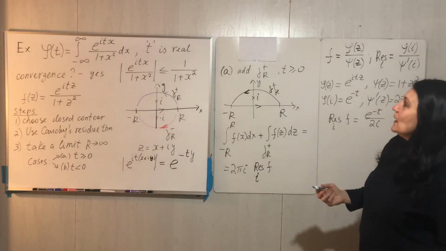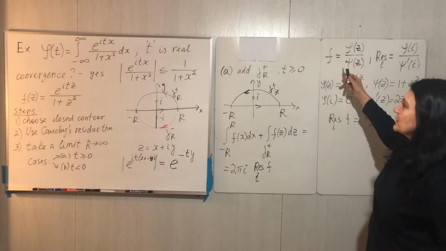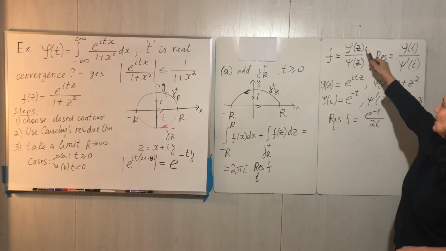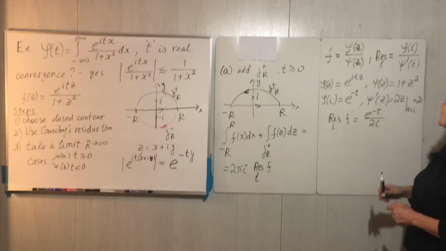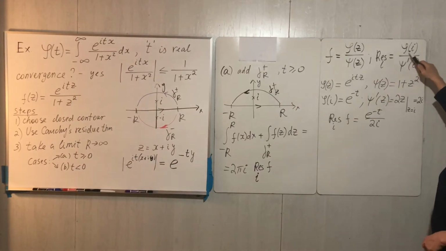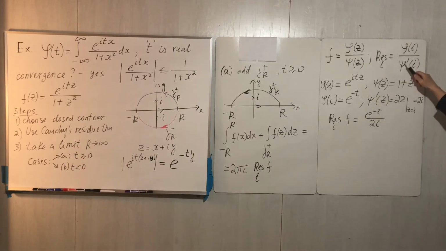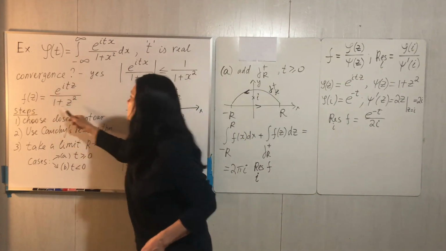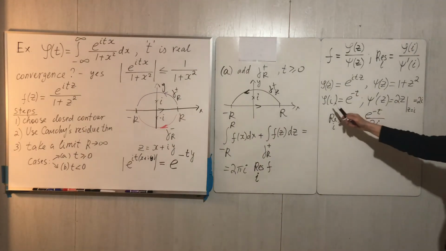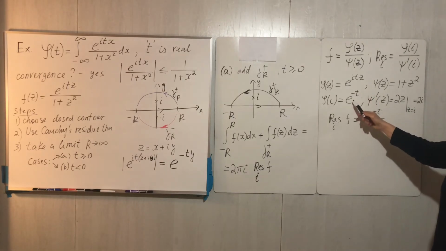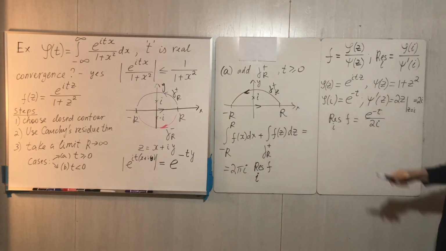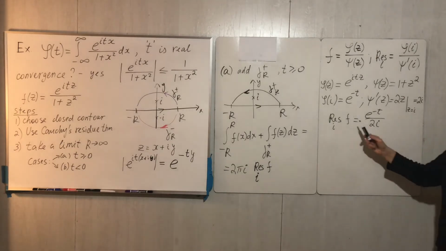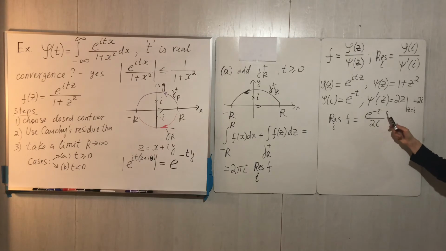So let's compute the residue. Our function at this point has a pole of order 1, a simple pole, and it has the representation phi of z over psi of z that we discussed in the previous lecture. So to compute the residue, it will be phi evaluated at our singular point i over psi prime at point i. So phi of z here is e to the i t z. You can see, right, this is our function f, and psi of z is 1 plus z squared, so phi evaluated at point i gives e to the negative t, when we plug in i. Then we differentiate, we get 2z, and at z equals i we get 2i. So the residue is equal to e to the negative t over 2i.